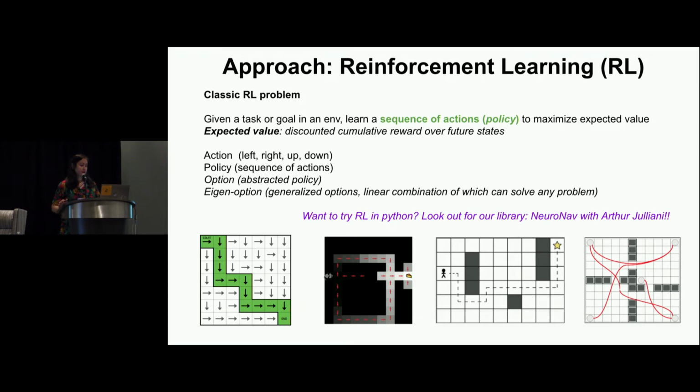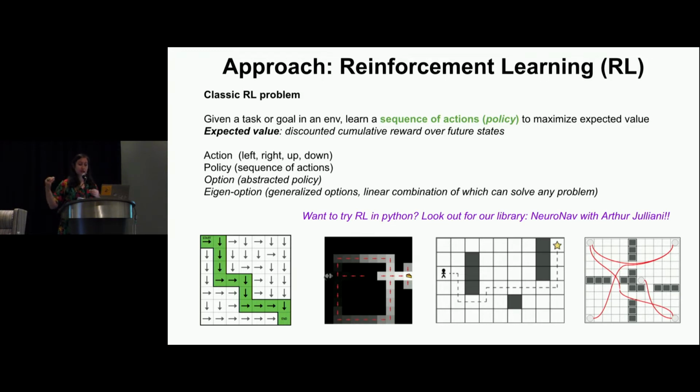Another thing about it is that there are options, which are the focus of Anne Collins's lab as well, which are these notions of abstraction. Oh, first I have to say policies are sequences of actions. So here you can see this green is one policy. An optimal policy is the policy that in the fastest way maximizes your reward or value, or your discounted reward or value.